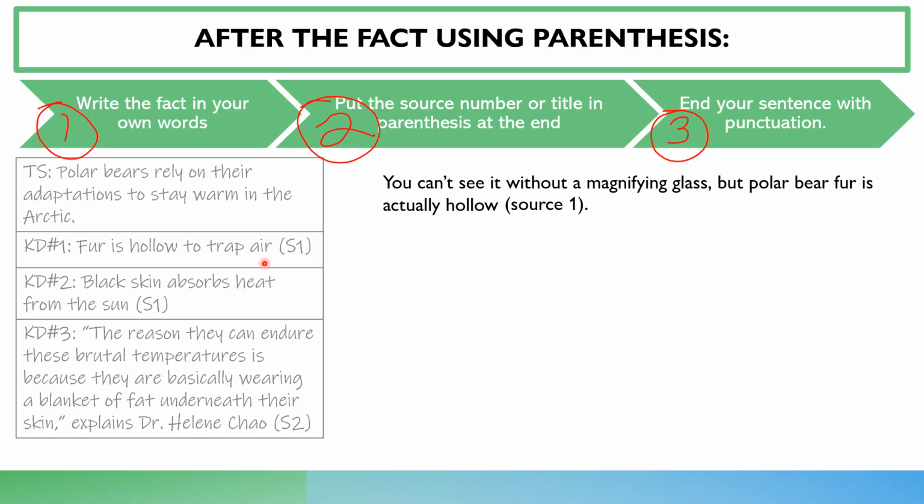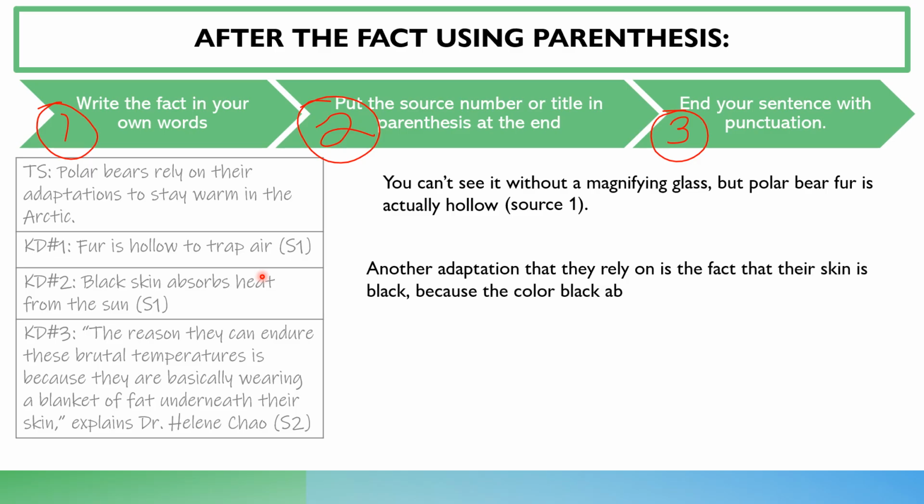Let's do another example with key detail number 2. Key detail number 2 is about how polar bears have black skin, and that helps absorb heat from the sun. So I'm going to put it in my own words. Another adaptation that they rely on is the fact that their skin is black because the color black absorbs heat from the sun better than other colors.